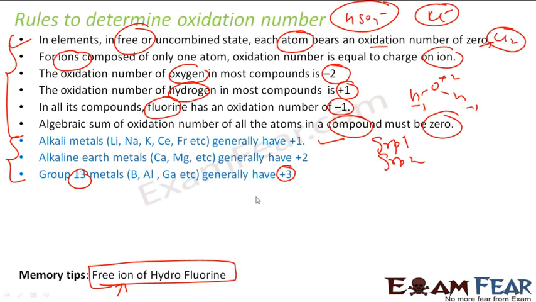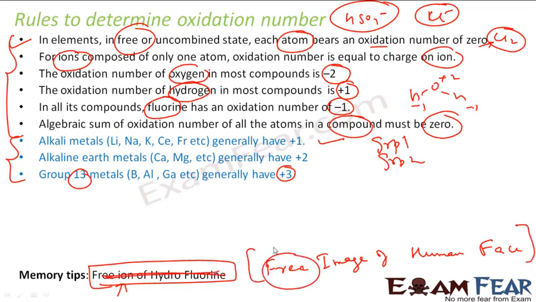Or let me give you a better one. I just thought of this: free image of human face. I think this is pretty easy to understand. Remember, right? Free image of human face. So free is F, so you just apply rule number 1. The next is I. I is ion, so rule number 2 is for ions. O is oxygen, which will have a rule, and we'll discuss it in detail. Human, H becomes hydrogen, and F becomes fluorine. So with this, you'll remember all of this.